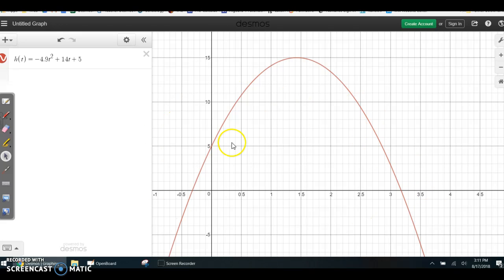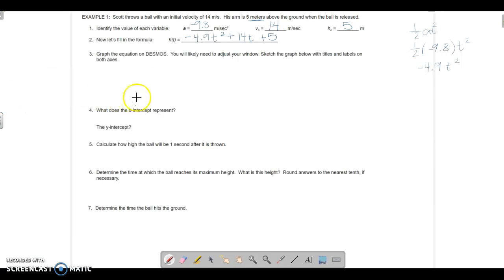So let's go ahead and sketch this on our notes so that we can take a look at what all of that really means. So we have our x-axis, time, and our y-axis, height. Now this is in meters. Our initial height was 5 meters up. So here, at 5, we have our y-intercept. So we can actually answer this question down here.